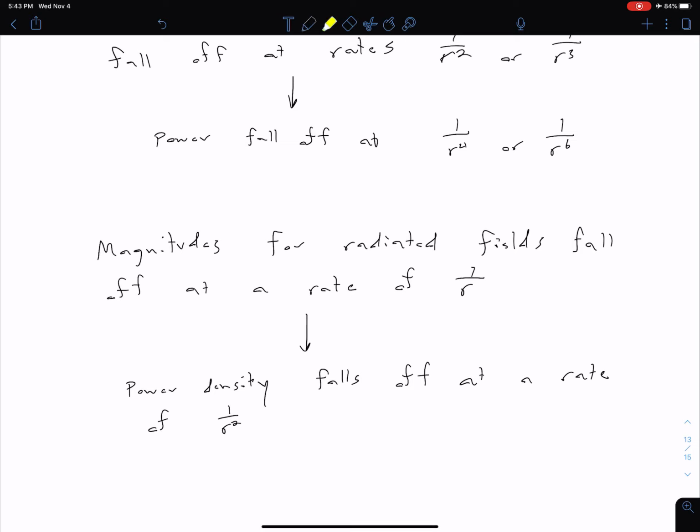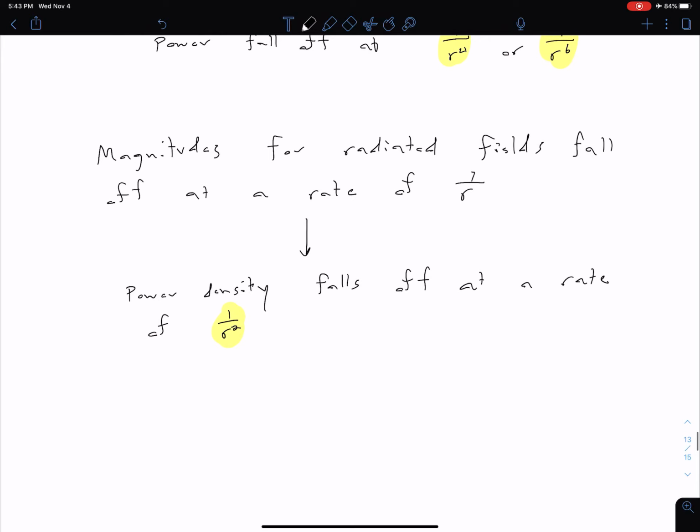And so we can see, of course, that's a lot slower decrease compared to 1 over r to the 4th or 1 over r to the 6th. And so a common name for this sort of relationship is our inverse square law. We're not going to deal with that too much, but that's just one of those things that I want you guys to at least have seen and be somewhat familiar with.